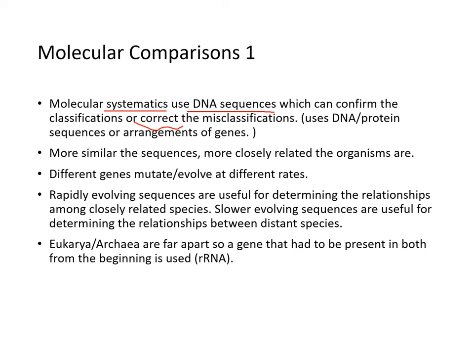And the more similar the sequences, the more closely related the organisms are. Different genes mutate or evolve at different rates. Rapidly evolving sequences are useful for determining the relationships of closely related species, whereas slower evolving sequences are useful for determining the relationship between distant species. The most rapidly evolving sequences are viral sequences, as we have seen with SARS-CoV-2, right?